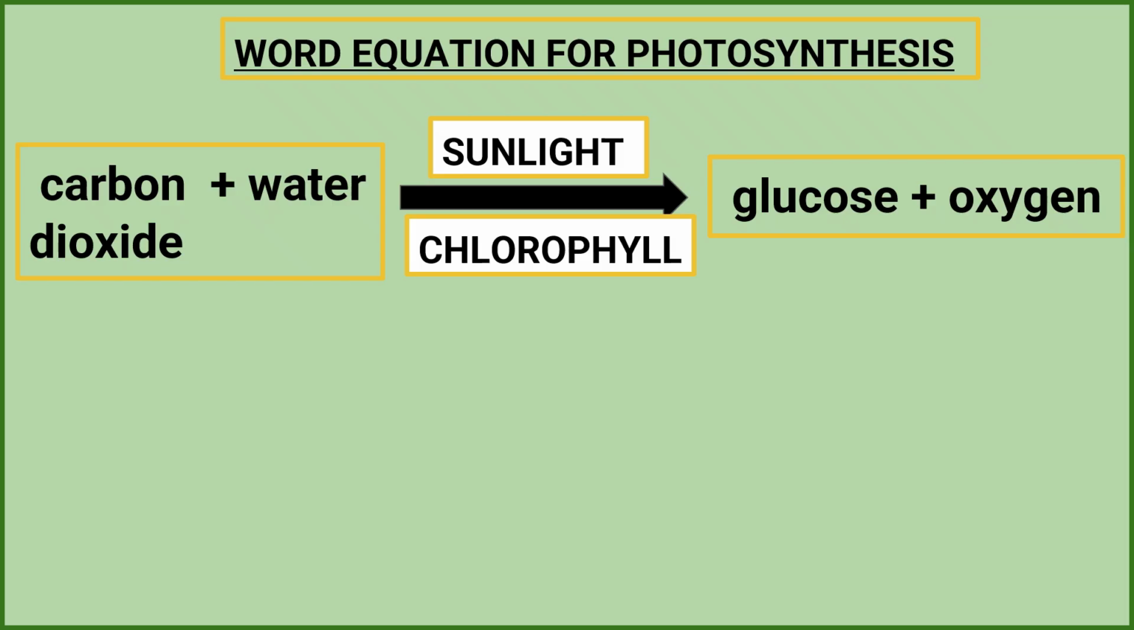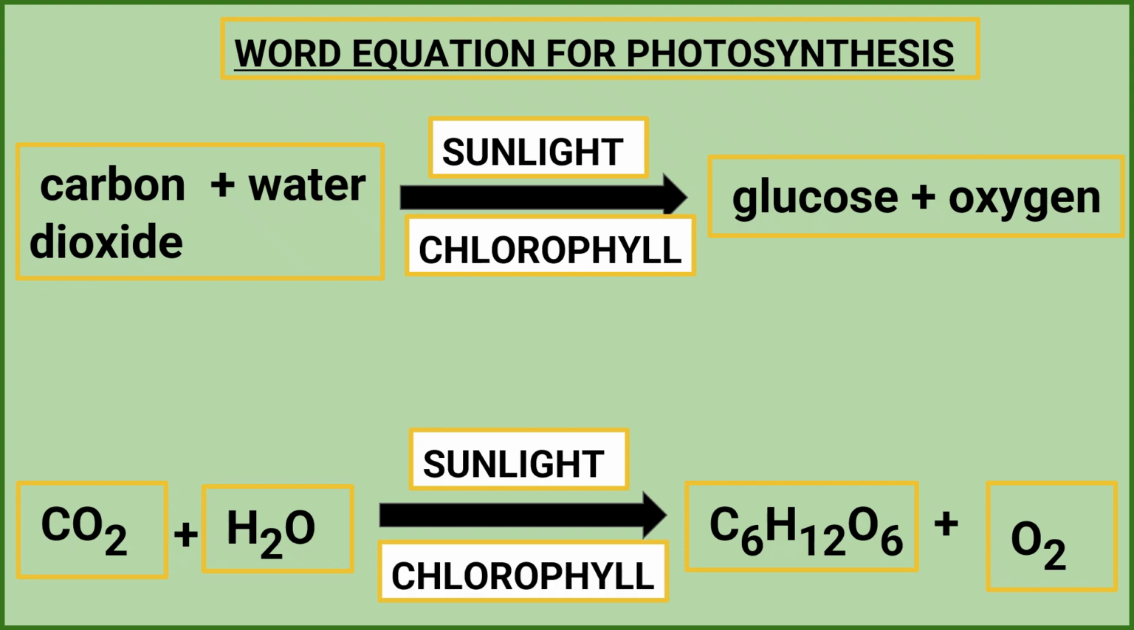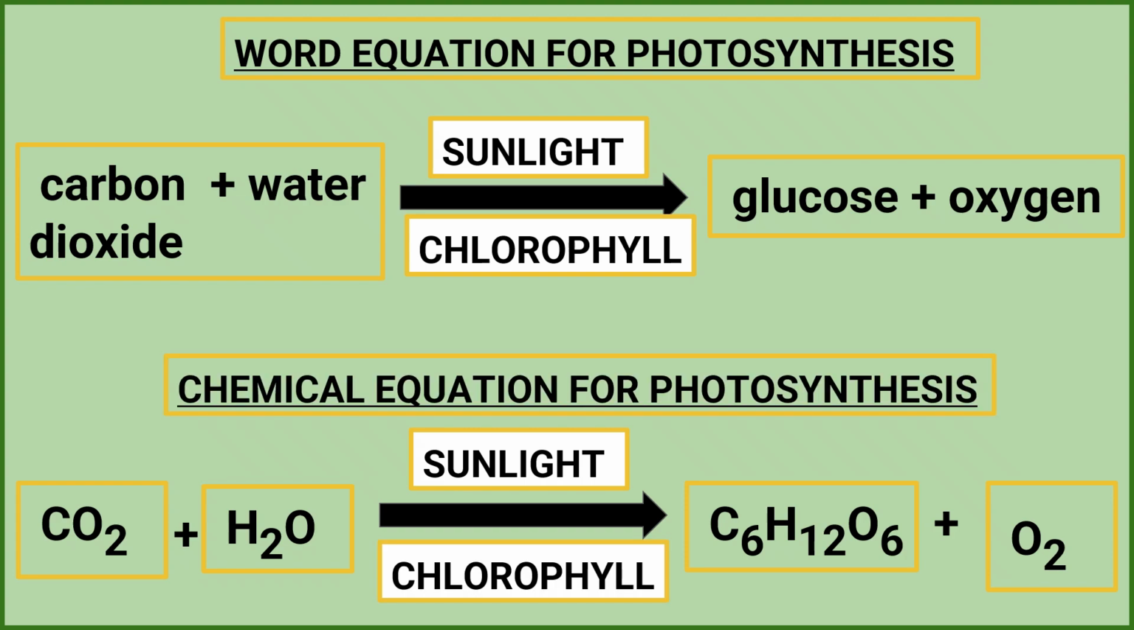We can also substitute the words for the chemical formula of each raw material and product, and thus summarize photosynthesis using a chemical equation. Thus, this is the chemical equation for photosynthesis. Chemical equations must be balanced. Let's balance the equation.